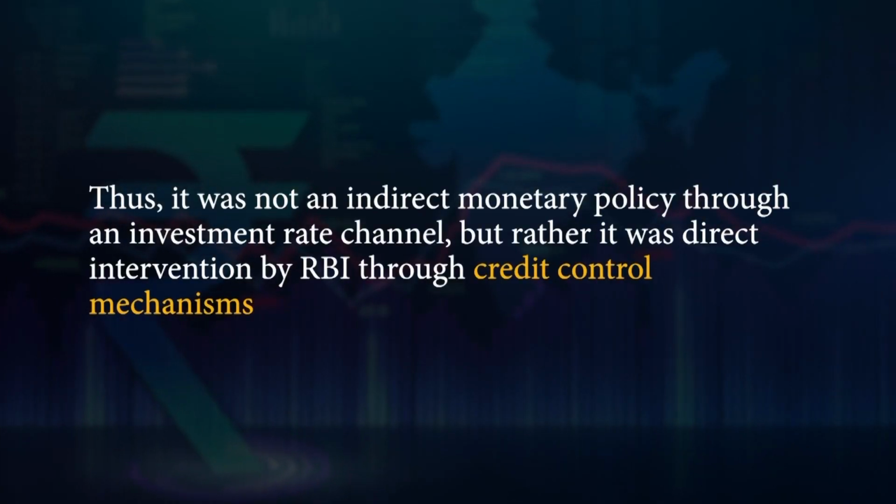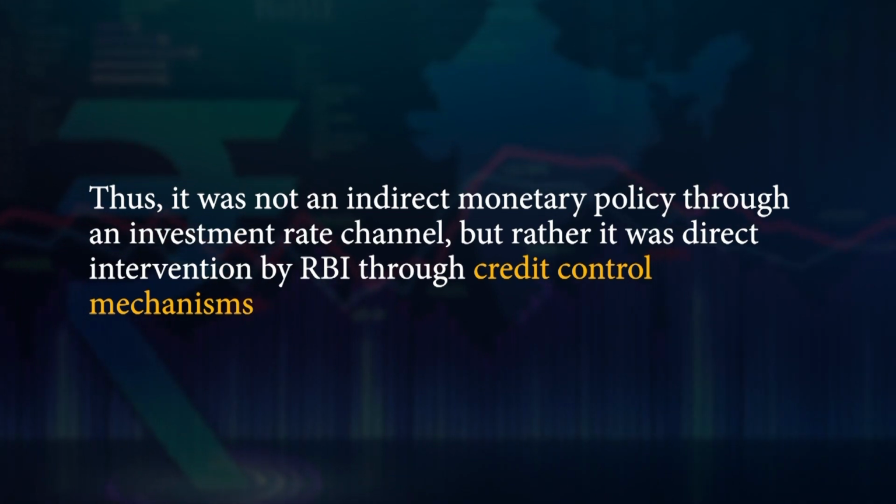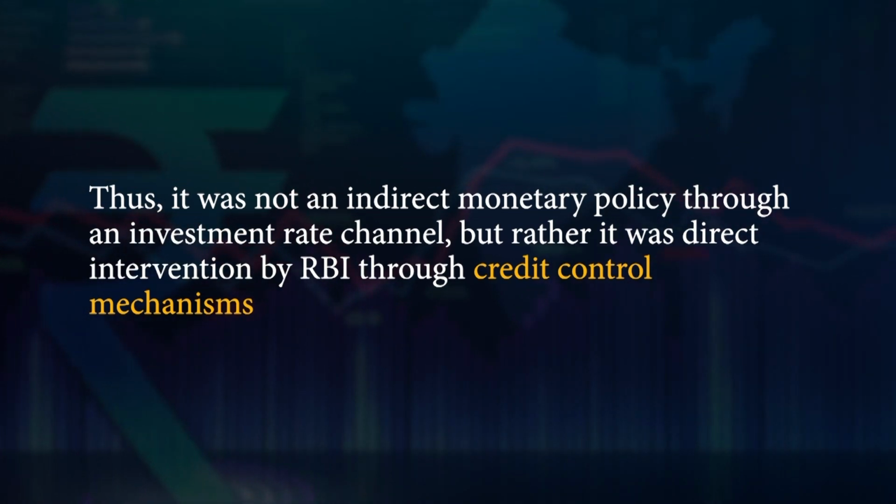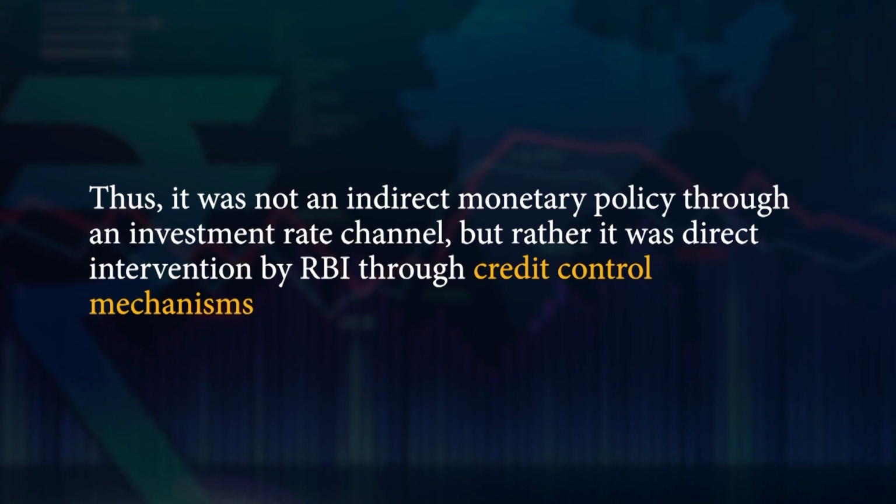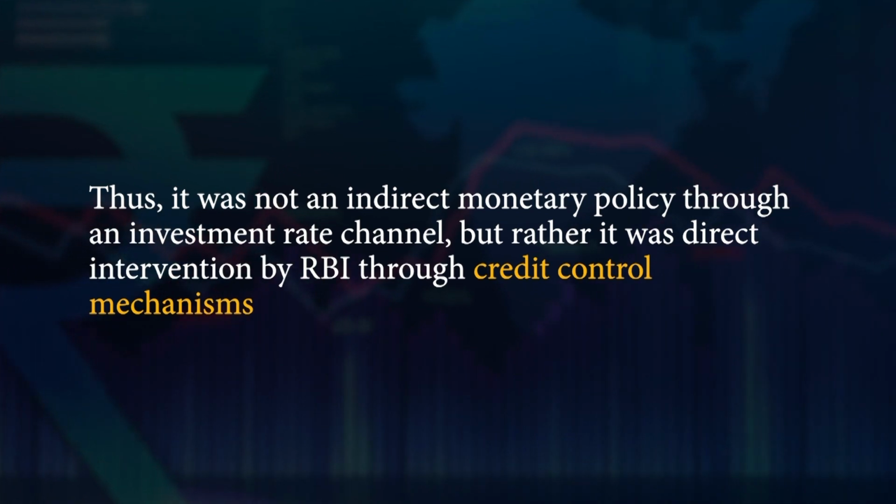So we can say that bank rate theoretically was considered to be an important instrument, but in reality it did not play a very important role. Instead, the RBI used a direct instrument for credit control. Thus, it was not an indirect monetary policy through an investment rate channel, but rather direct intervention by RBI through credit control mechanisms.